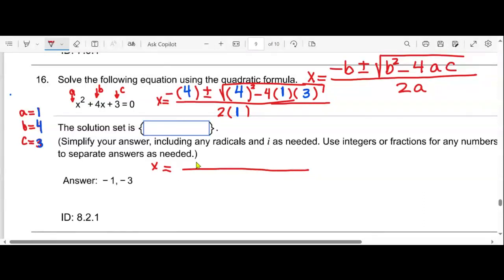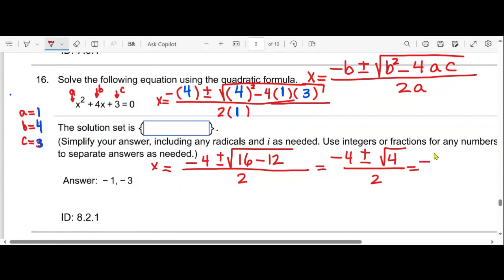You get 16. So this is negative 4 here, plus or minus the square root of 16. 4 times 3, how much? 12. So you're going to get negative 4 plus or minus the square root of what? 4, over 2. How much is the square root of 4? 2, over 2.